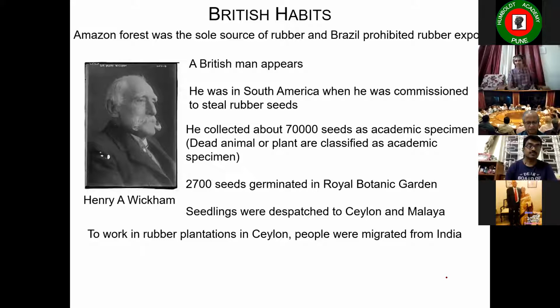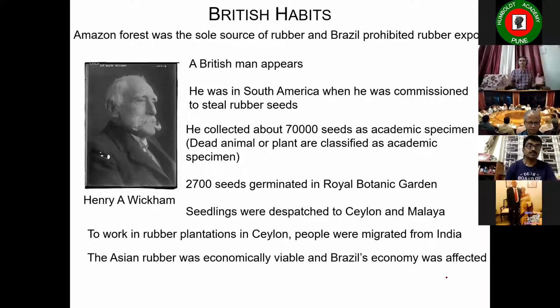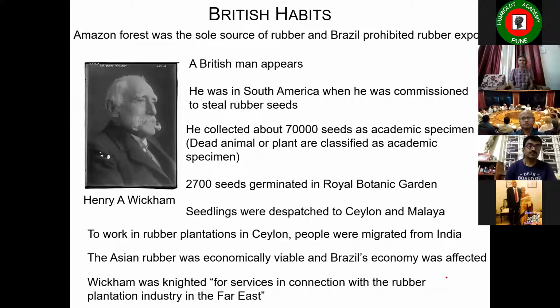So it was economically viable because it was planned and organized. In Brazil, it was still in the Amazon forest, not easily accessible, and it was more like natural farming. This is a new technology that was used. Now this is kind of funny. Wickham was knighted for services in connection with the rubber plantation industry in the forest. It was smuggling and an illegal trade, but then he was knighted.